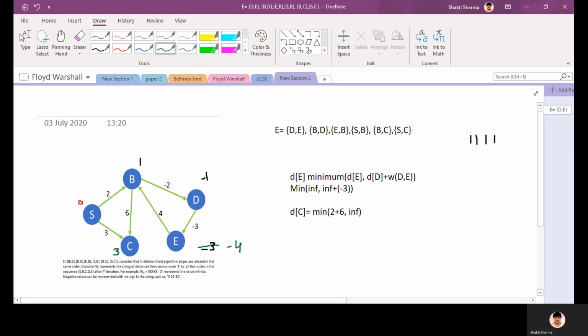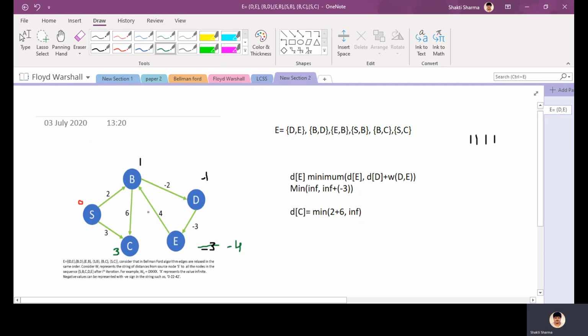Okay. So if there is a negative cycle, that means that there cannot be any true shortest distance from source to all the nodes. Okay. And the reason is that this negative cycle, B to D, D to E, E to F, E to B, the cost is -2, -3, -5 plus 4, that is -1. So the cost of this negative cycle is -1.